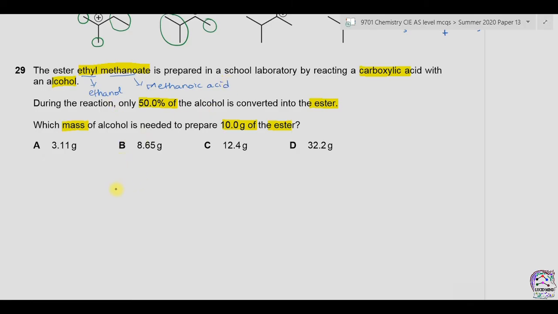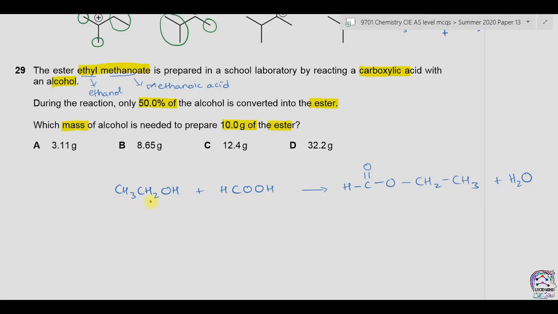Let's draw the structures. Ethanol is CH3, CH2, OH. Methanoic acid is HCOOH. And the product will be like this: HC double bond O, O, CH2, CH3. This is ethyl methanoate along with a water molecule.